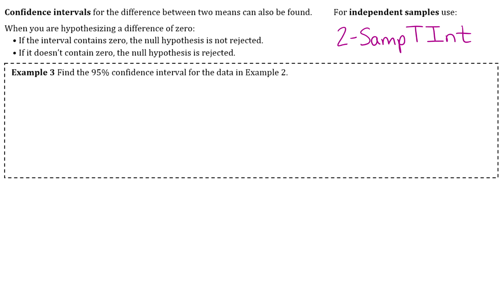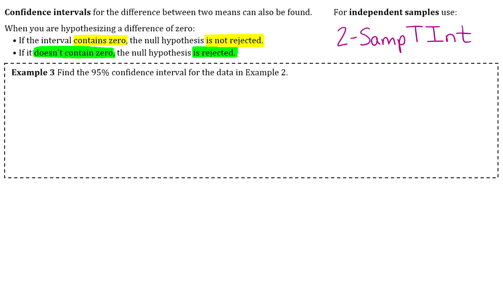So you have one of two things that can happen. If the interval contains 0, then that tells you that the null hypothesis should not be rejected. And if it doesn't contain 0, then the null hypothesis is rejected.